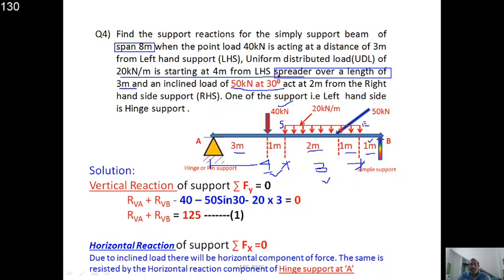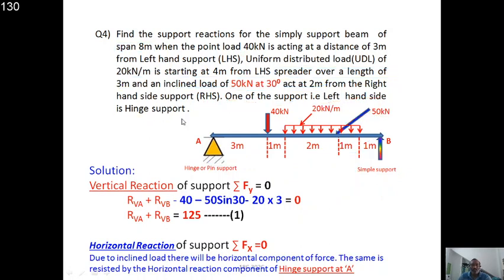Now he is saying that there is an inclined load, 50 kilonewton at 30 degrees, acting 2 meters from RH. Therefore the inclined load is within the UDL only. Hence from this point onwards you require 2 meters, right? So locate the point load which is inclined. So this is the inclined load, 50 kilonewtons. Then he is saying that at the left hand side there is a hinge support. So a hinge support is mentioned here.